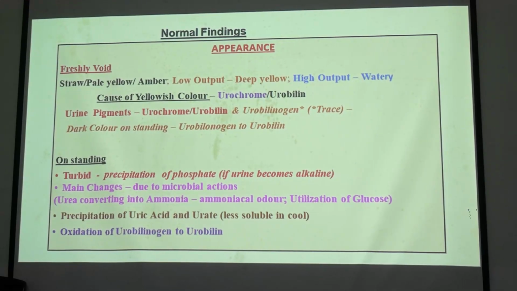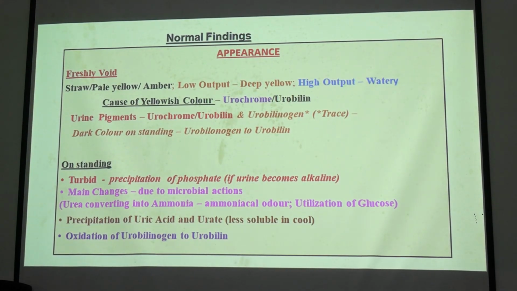So appearance, now note down, appearance. It will be straw colored, normal, everybody has seen, urine is straw colored, or it will be slightly pale yellow, or it is amber color.